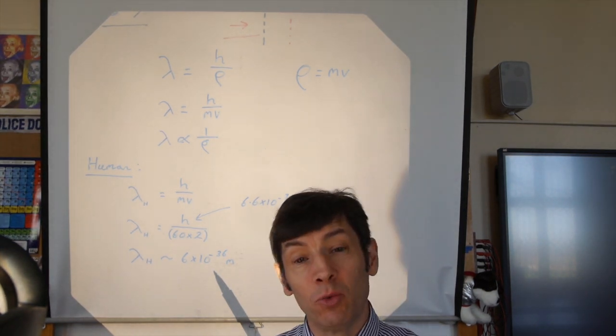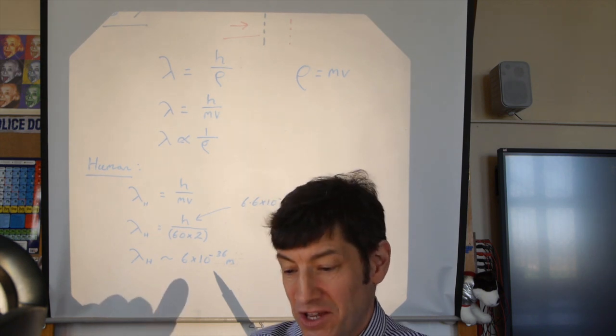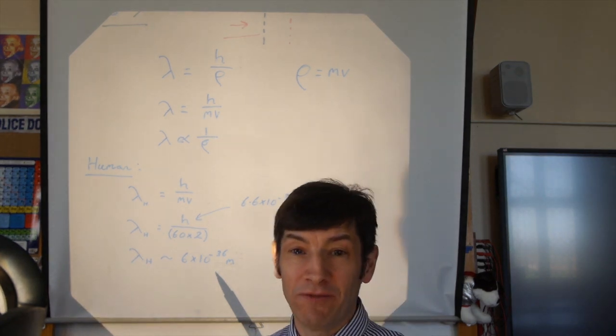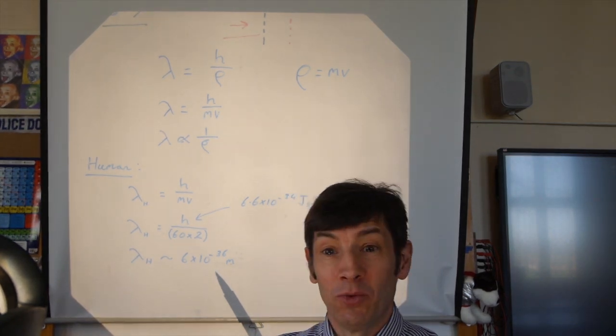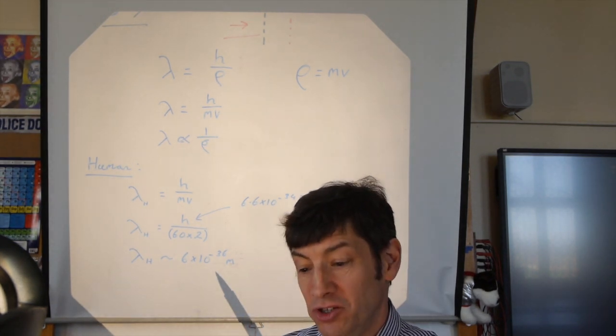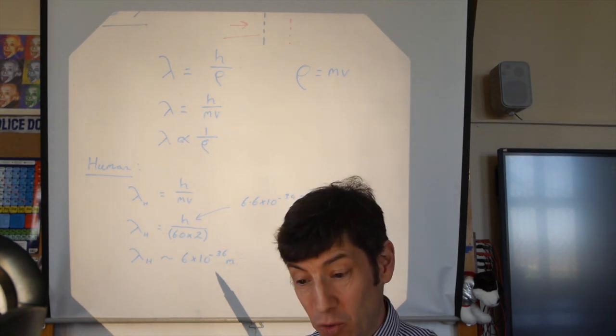If you want to show your wave nature, you're going to have to throw yourself at gaps or slits of that sort of separation. Why do we never see any of the wave effects? Well, that's why. We can't produce any slits that are that narrow. So you're not going to see human beings diffracting at all. Okay, so now let's look at electrons.